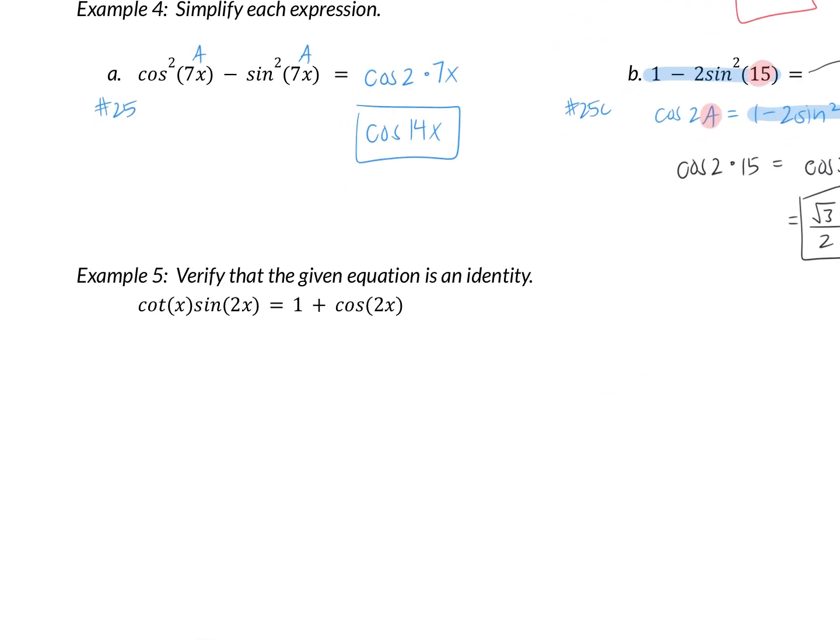Okay, these last two are a little crazy because we're going to be verifying and rewriting using these identities from your sheet. Okay, so number 5 says to verify that the given equation is an identity. So this 1 plus cosine of 2x, if you look at the backside, is that like an actual identity on here? Or is it maybe a part of an identity somewhere? Do you guys see it on the backside for 24 through 26?